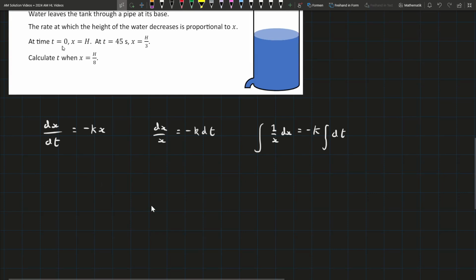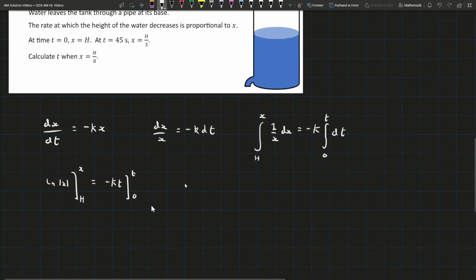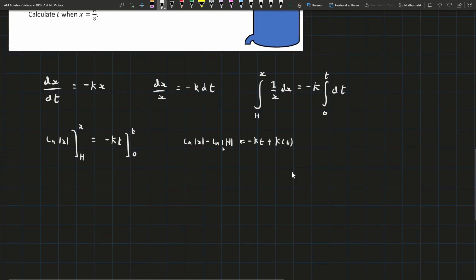When the time is 0, x is equal to h. So when time is 0, x is equal to h, it goes up to some number x, and this goes up to some number t. So what we'll have is ln x between h and x equals minus kt between t and 0. So it's going to be ln x minus ln h equals minus kt minus, sorry, it's going to be plus k times 0, because we have a minus here, and then we have another minus because we do the top one minus the bottom one. That'll make a plus. Not that it matters though, because it's just 0.